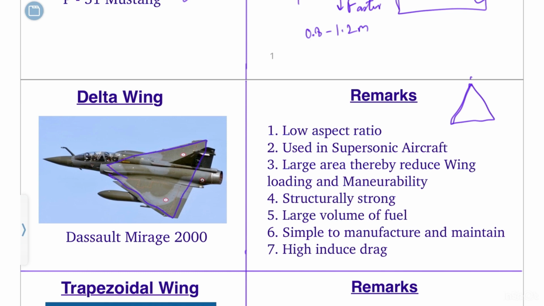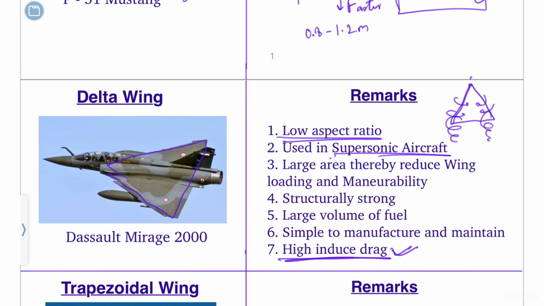It has a lot of advantages. First of all, it has a low aspect ratio. It's not actually an advantage. Low aspect ratio means the vortex generation is too much. The leakage of air from bottom to top because of the pressure difference leads to the formation of vortices. So low aspect ratio leads to high induced drag. High induced drag means you should have a very powerful engine to overcome this drag. Correct? They are used in supersonic aircraft.